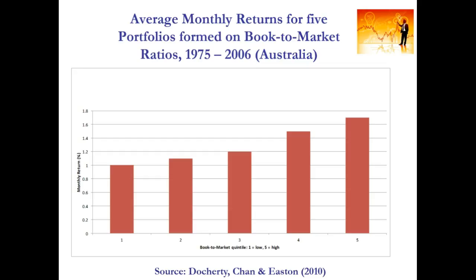What about Australia? Well, there's been research that's looked at this issue in the Australian market. Here what we can see is portfolios formed on the book-to-market ratio in Australia for a period of approximately 30 years, where we've got 5 are our value stocks, high book-to-market ratio. 1 are the growth stocks, and you can see again this monotonic increase, value clearly outperforming growth using this metric, and the return difference in this case is about 0.6% per month.